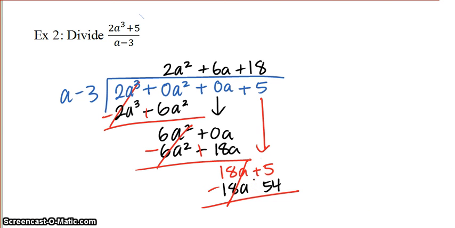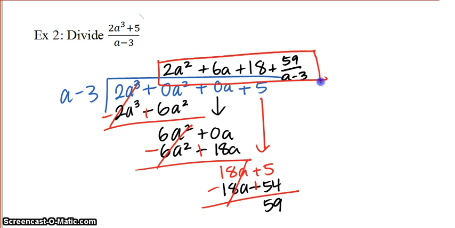Originally, 18 times a negative 3 should be a negative 54, but then when I change the signs, it's going to be positive, so then we add them, and we get 59. So therefore that's our remainder, so we're going to be adding 59 over the divisor, a minus 3. And we have our answer. There you have it.